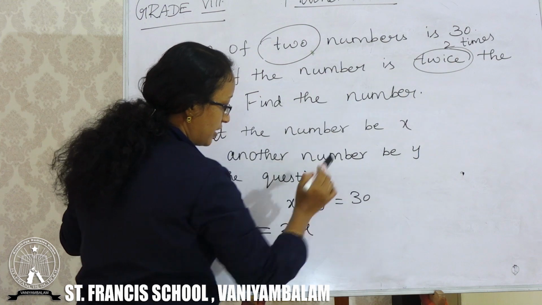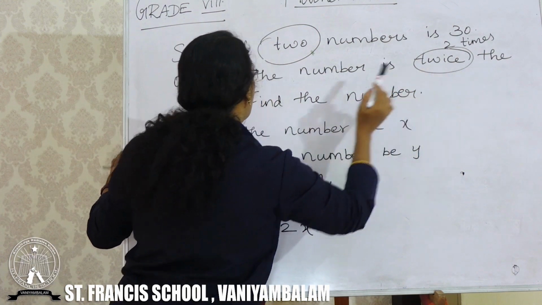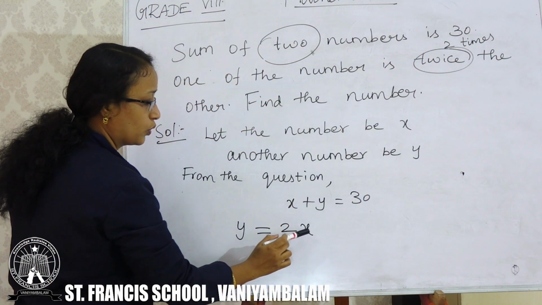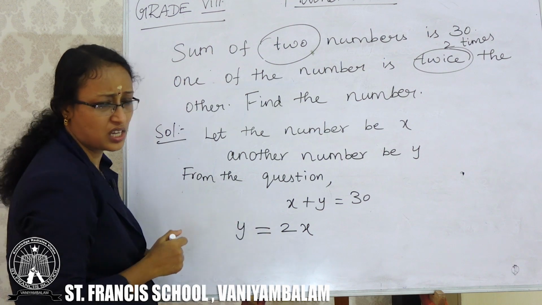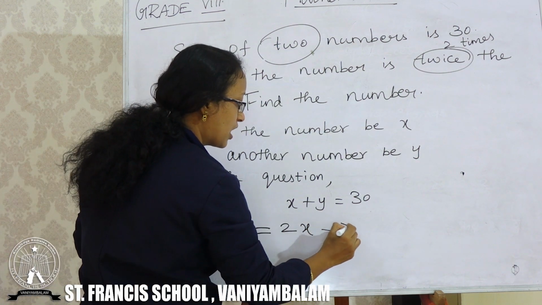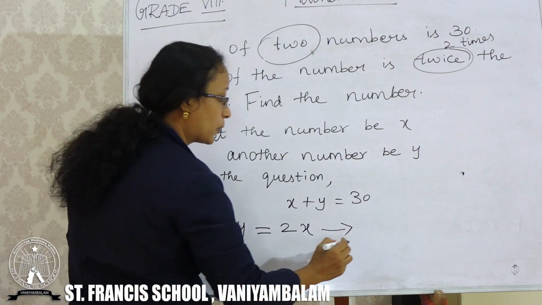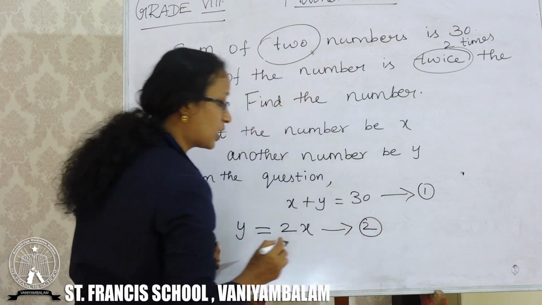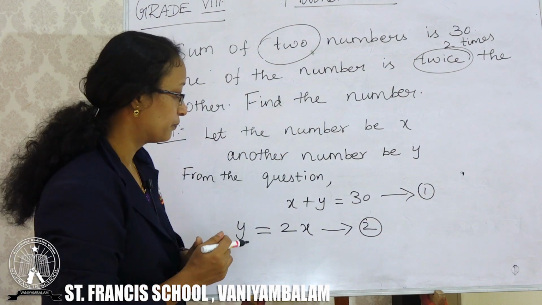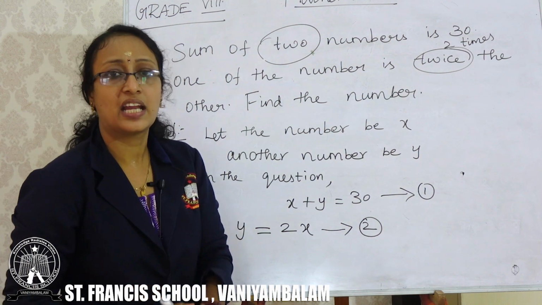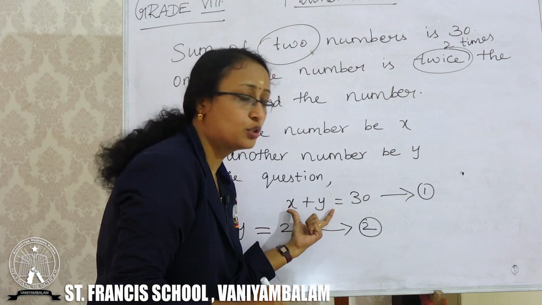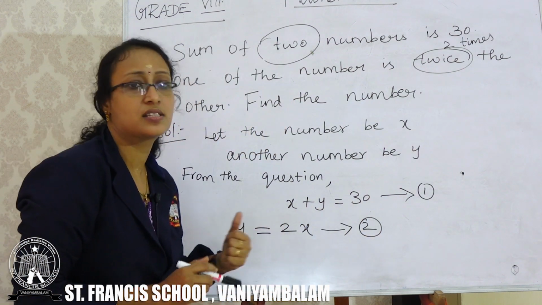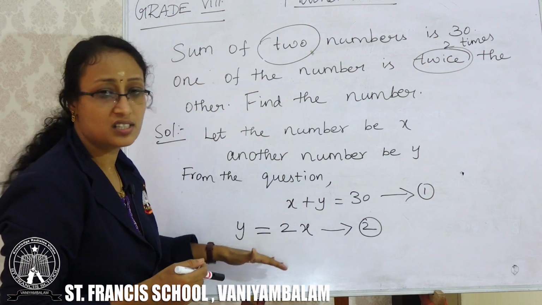One of the numbers, y, is equal to twice the other. Twice means 2 times, I told you. So 2 times the other. So what is your y now? Yes, y is here 2x. So you can take x plus y is equal to 30 as equation 1 and y is equal to 2x as your equation 2. From the question we got these two equations.